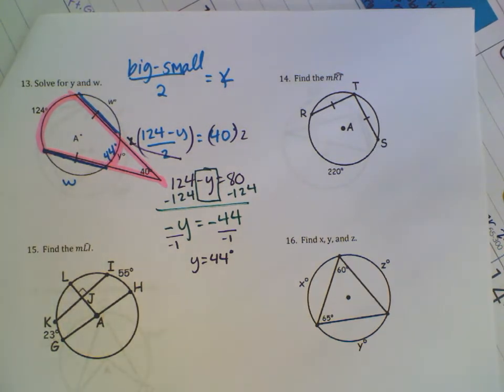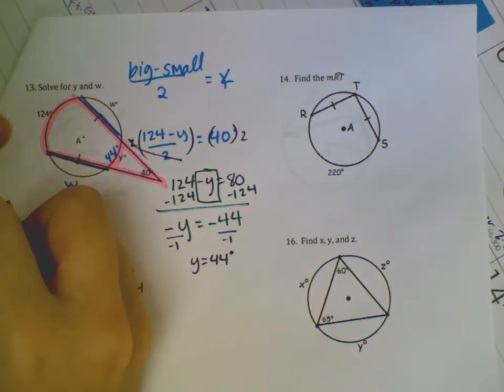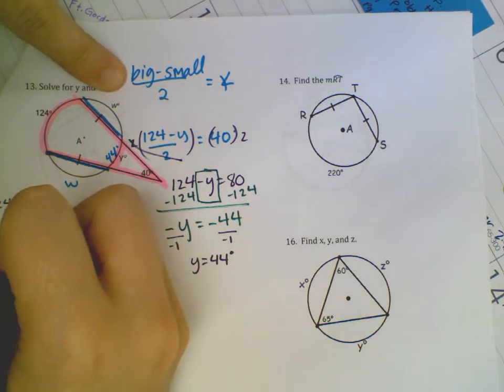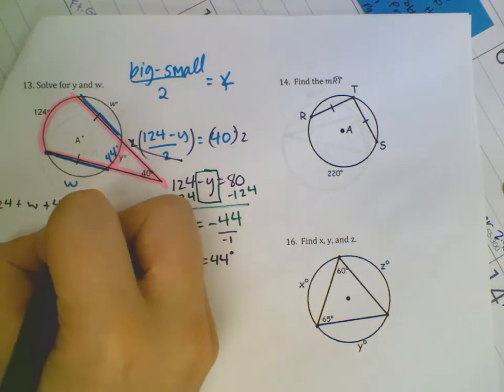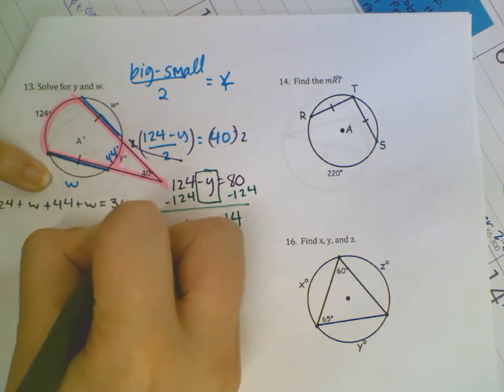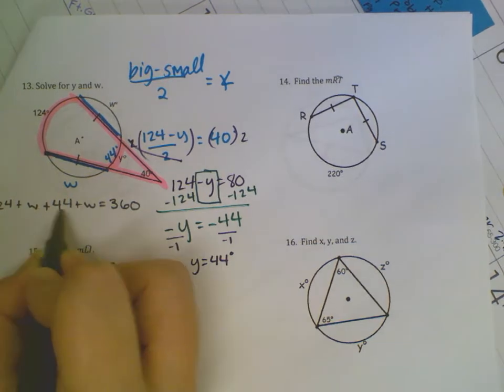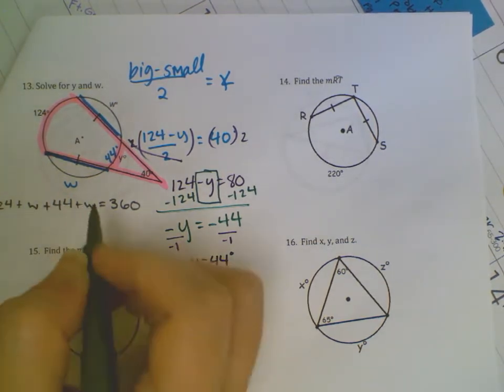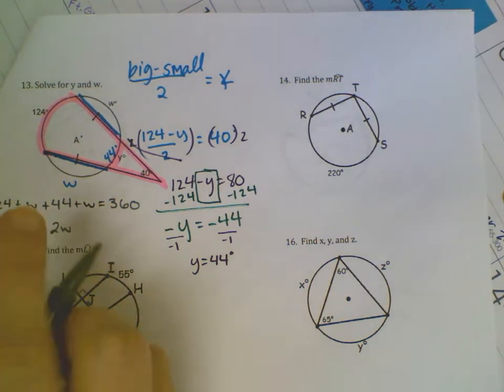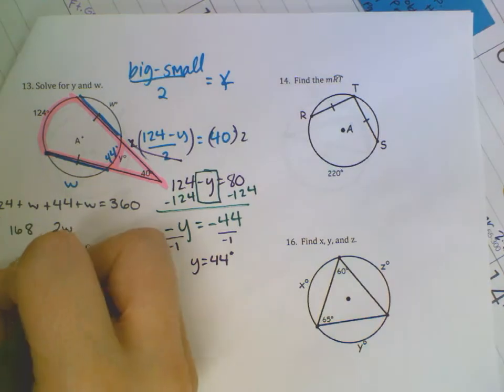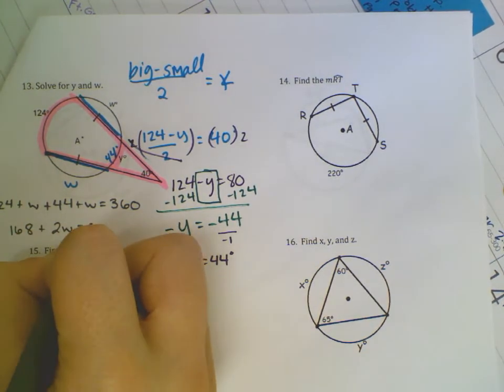From there, we know that an entire circle, if I add all the arcs together, is going to be 360. So I can add up all of the arcs that I have, set it equal to 360, and then solve for W. So I can say 124 plus W plus 44, since we know that it's 44, not Y, plus another W is going to be equal to 360. So now W and W are on the same side of the equation, so I can add those together to get 2W. And 44 and 124 are also on the same side, so I can add those together. So 168 plus 2W equals 360.